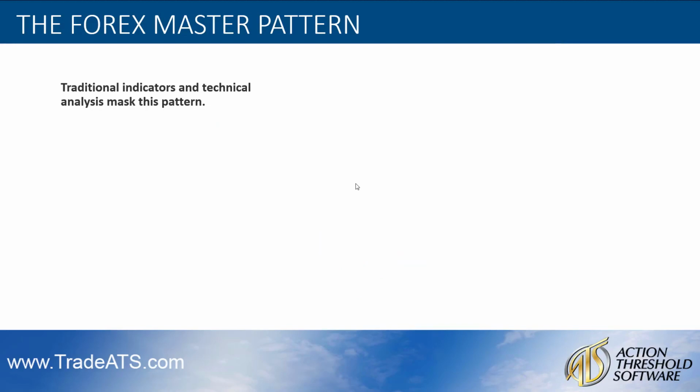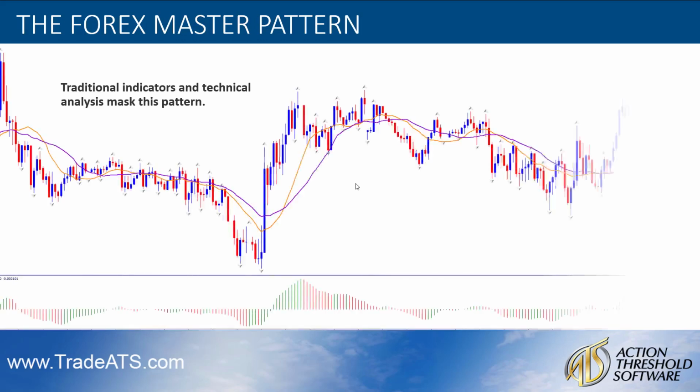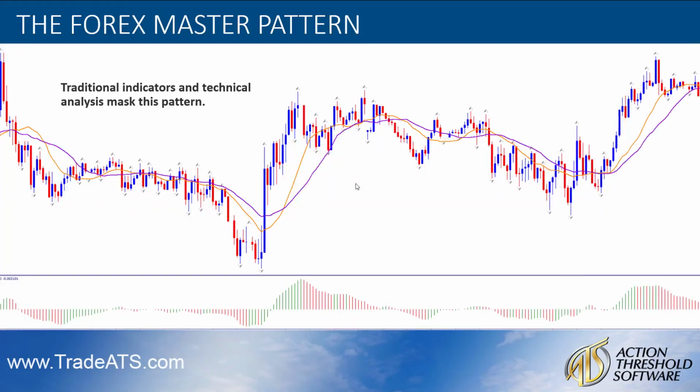So one thing I want to touch on that I said before is that traditional indicators and technical analysis mask this pattern. Take a look, this is a screenshot from a chart. People are going to use moving averages. They're going to use oscillators and fractals. I mean, whatever you want to use. They're just a bunch of statistical-based technical indicators. When you're using these indicators, especially too many of them, you cannot see the master pattern I'm going to teach you.